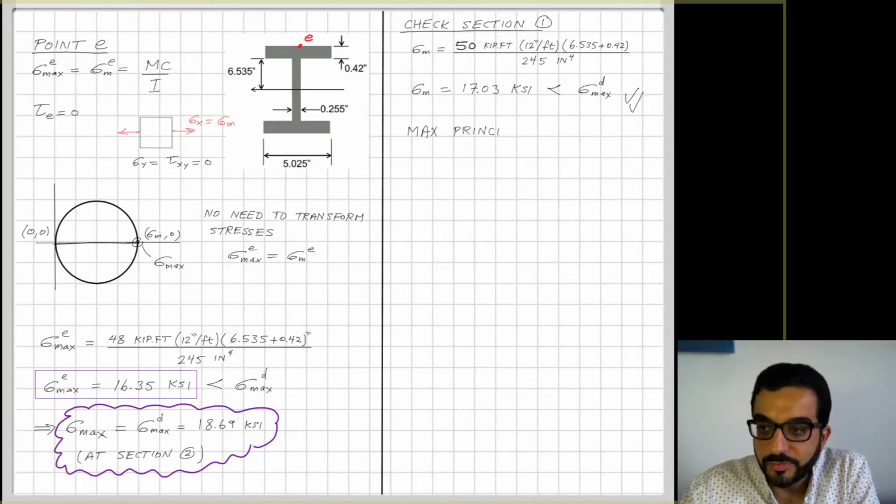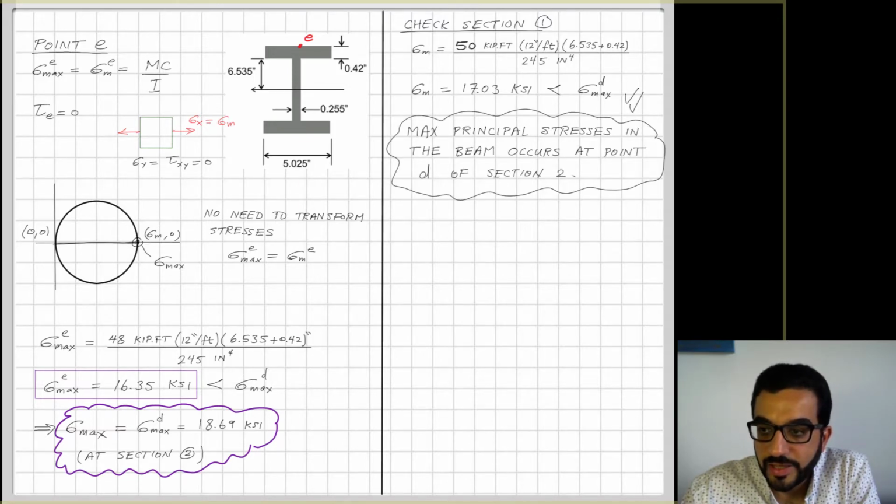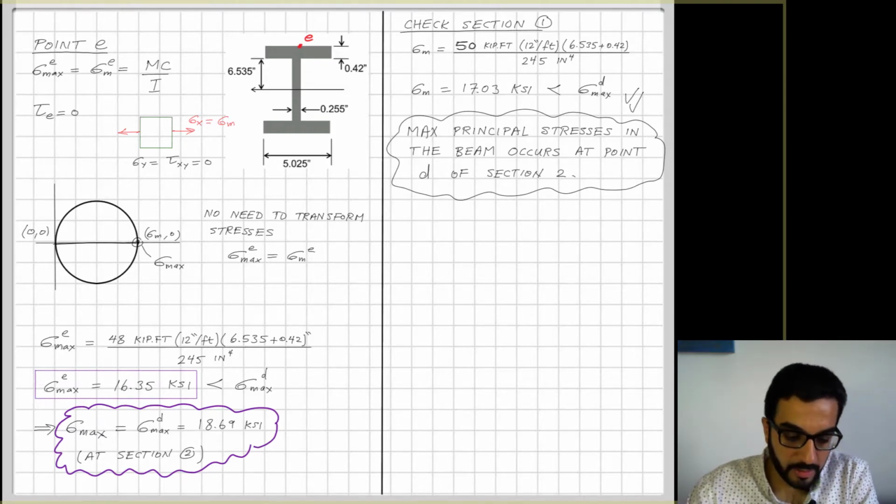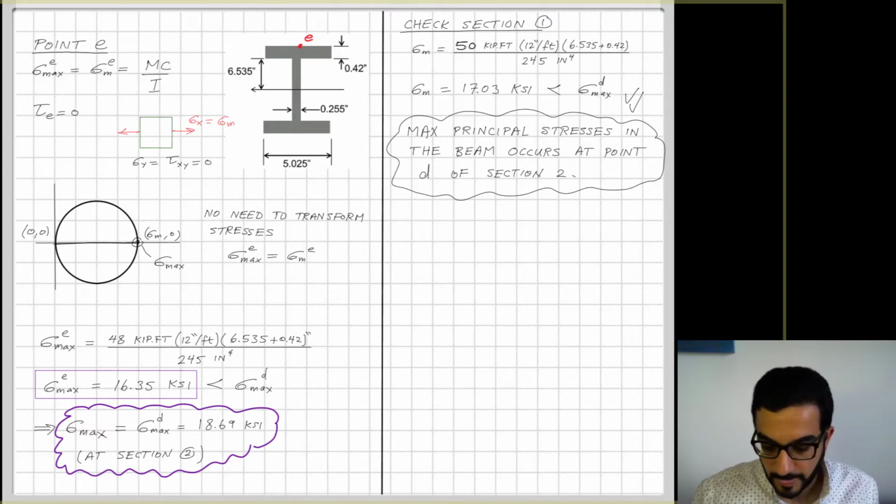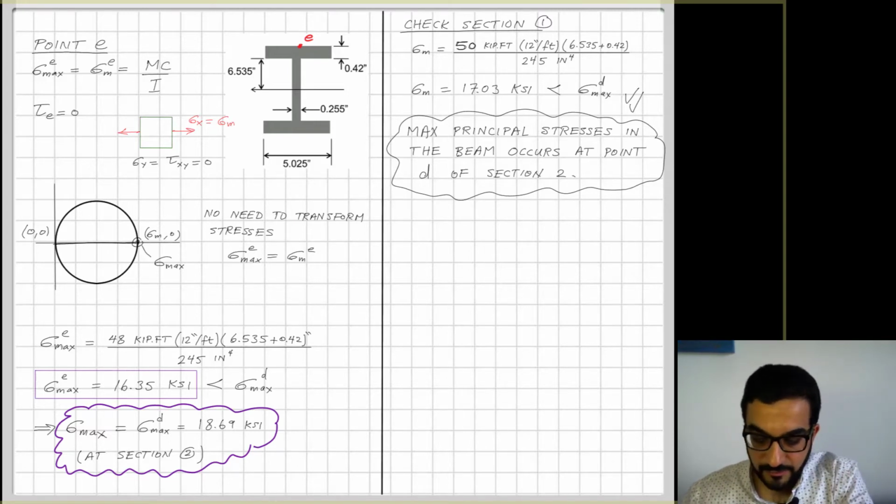So in this case here, the maximum principal stress is happening at a point, the junction point of the web and flange, point D, at section 2. So that's the end of this exercise. We got really what we want.